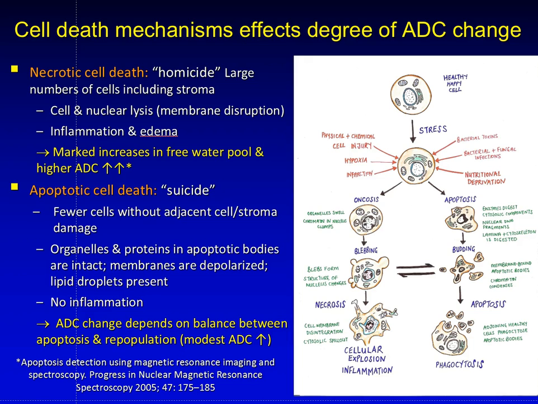Apoptotic cell death is a sort of suicidal cell death. This is not accompanied by inflammation. There are apoptotic bodies that are formed, which are then swallowed by neighboring cells, and the ADC change depends on the balance between apoptosis and repopulation. And in fact, you just see modest increases in ADC values. I just wanted to show you an example of that.